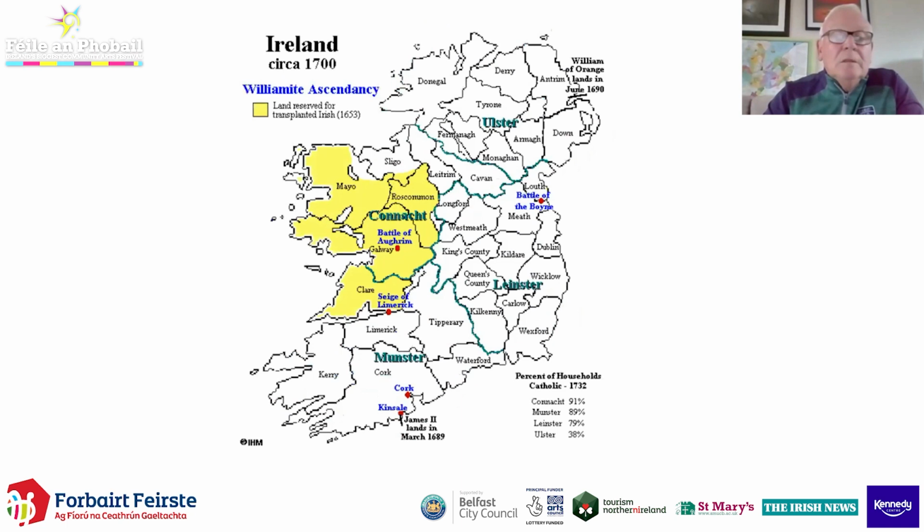This then is Ireland under the Williamite ascendancy. So you had the arrival of Prince William of Orange in 1690. Then you have the Confederate Wars, and you have the dispatch of the native Irish right into the area of Connacht. And from that, you get Cromwell's famous notion of to hell or Connacht. And you can see there are the percentages of Celtic households, or Gaelic Catholic households. Connacht, 91%, Munster, 89%, Leinster, 79%, and Ulster with a mere 38%.